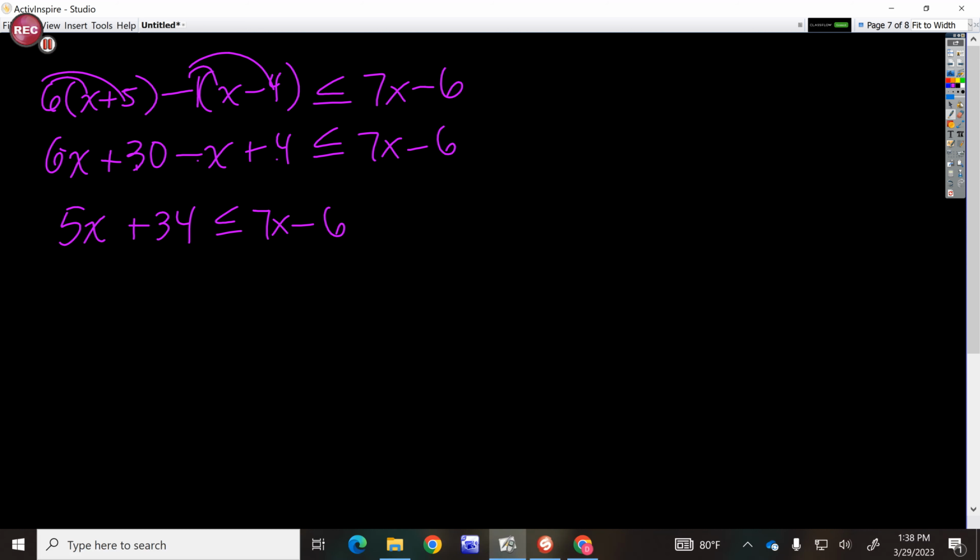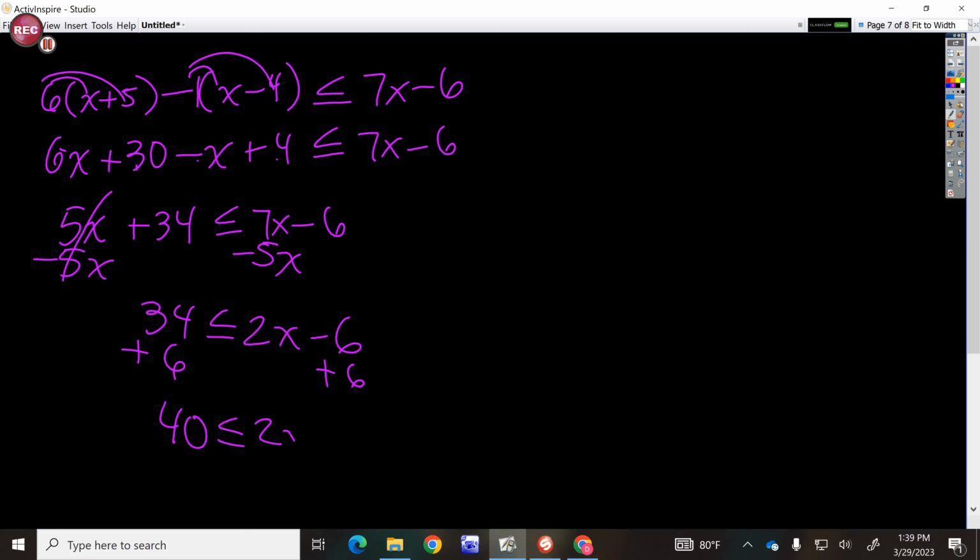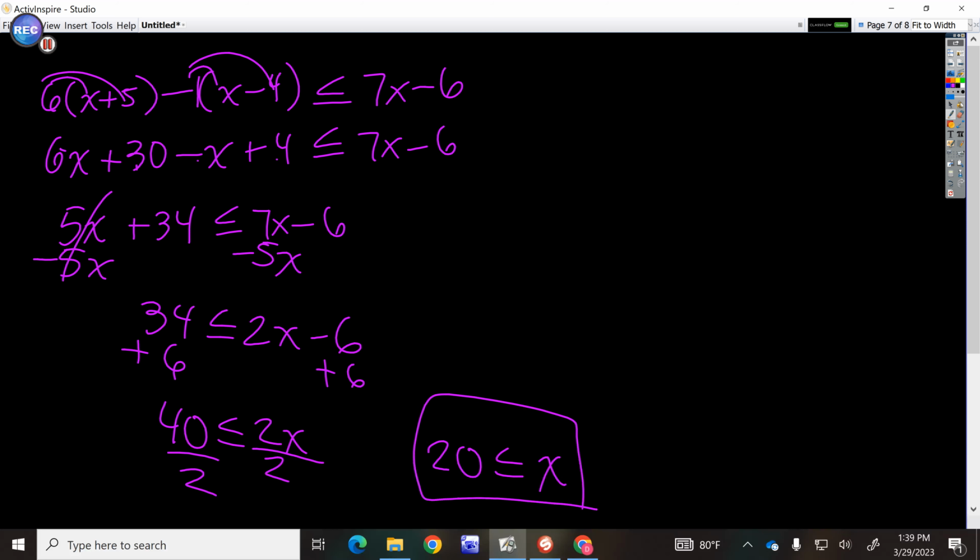So this is where we're at. What's smaller now? Our x's are on different sides. We got to fix that. Smaller one is the 5x. So we're going to subtract 5x from both sides, which leaves us 34 is less than or equal to 2x minus 6. Now it's a two-step inequality. Add 6 to both sides, and then divide by your coefficient. Are we dividing by a negative on both sides? No, so we don't have to flip it. But this is a tricky one because your variable ended up on the right side.